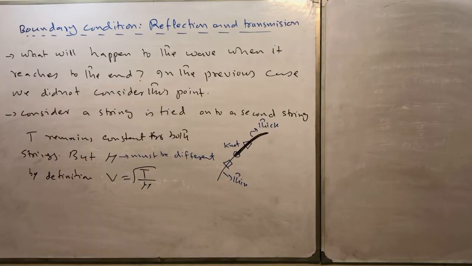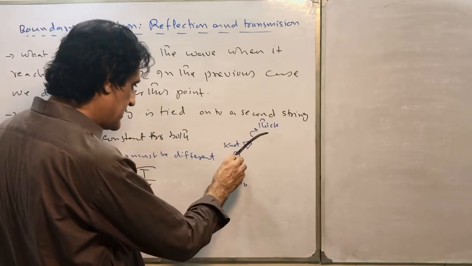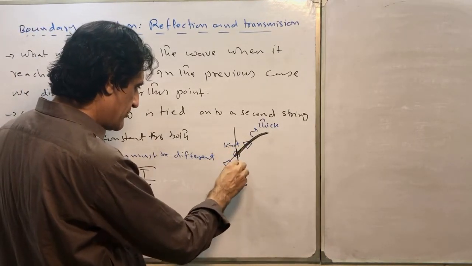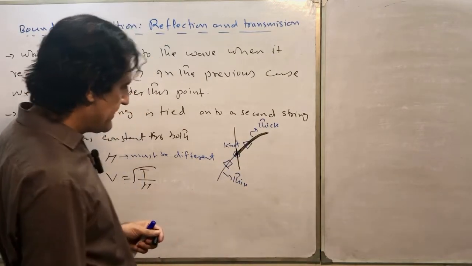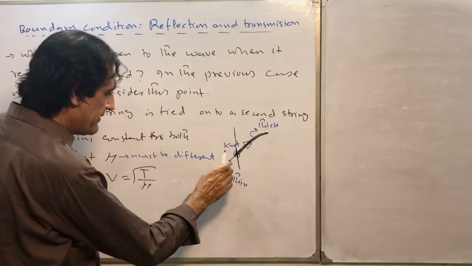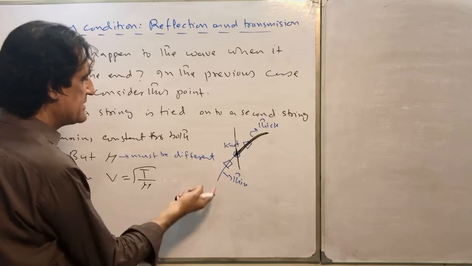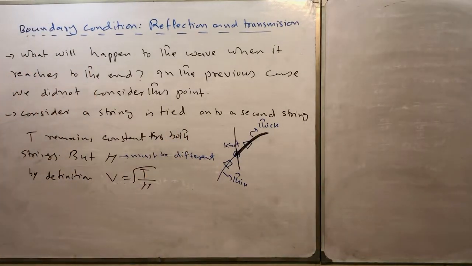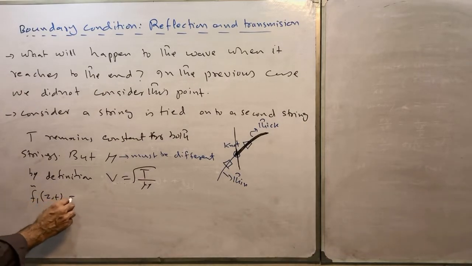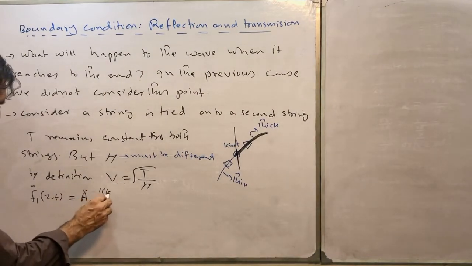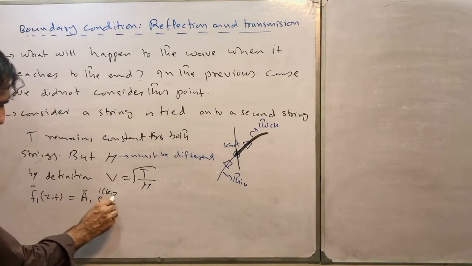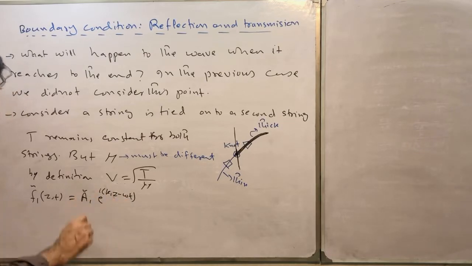Then, if we consider this is a knot, and this is some point where we have joined these two strings, if the wave is moving in this string, we can say that this is the incident wave, and I want to represent this as f1 of z,t, which is equal to f1 tilde e to the power iota (k1 z minus omega t).